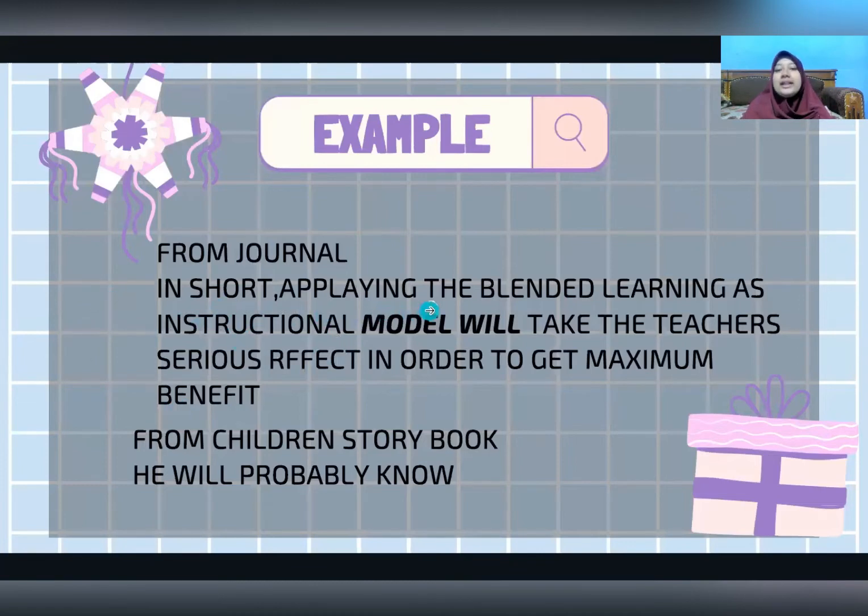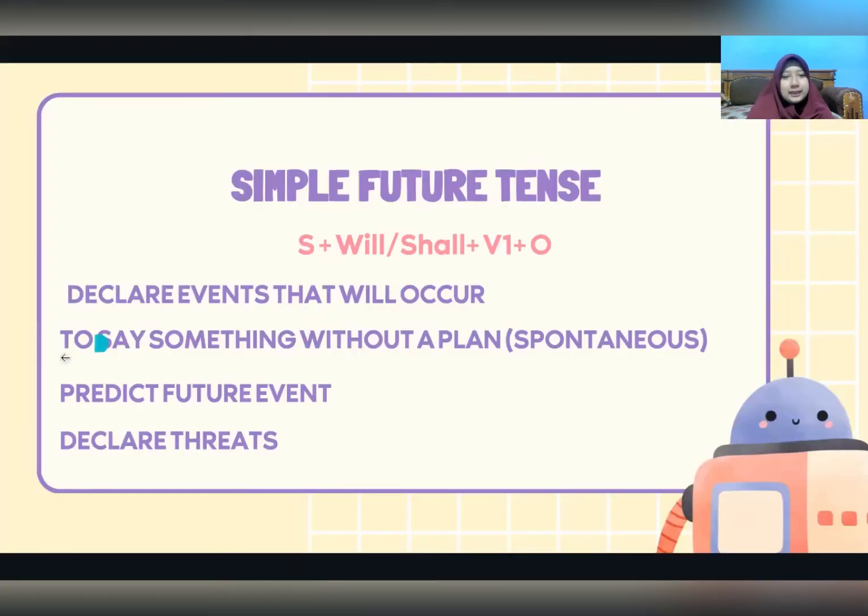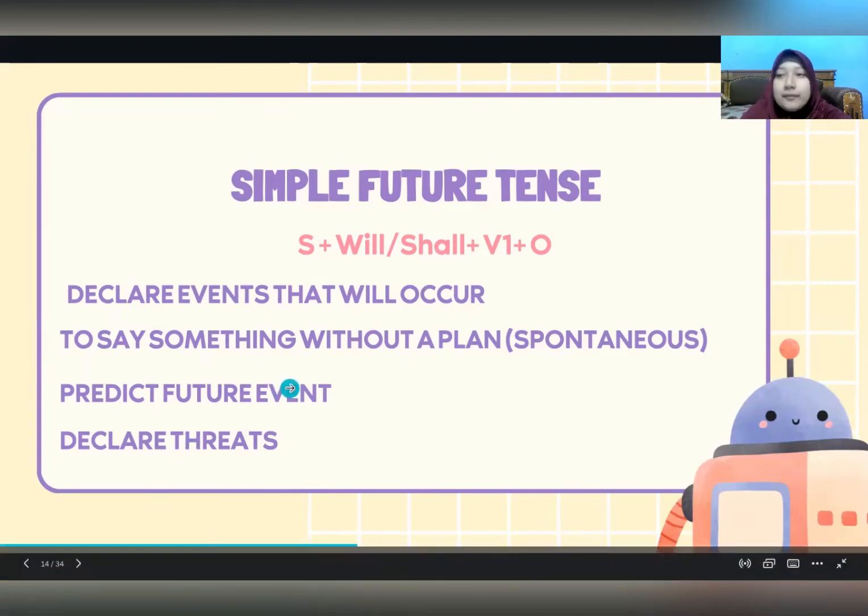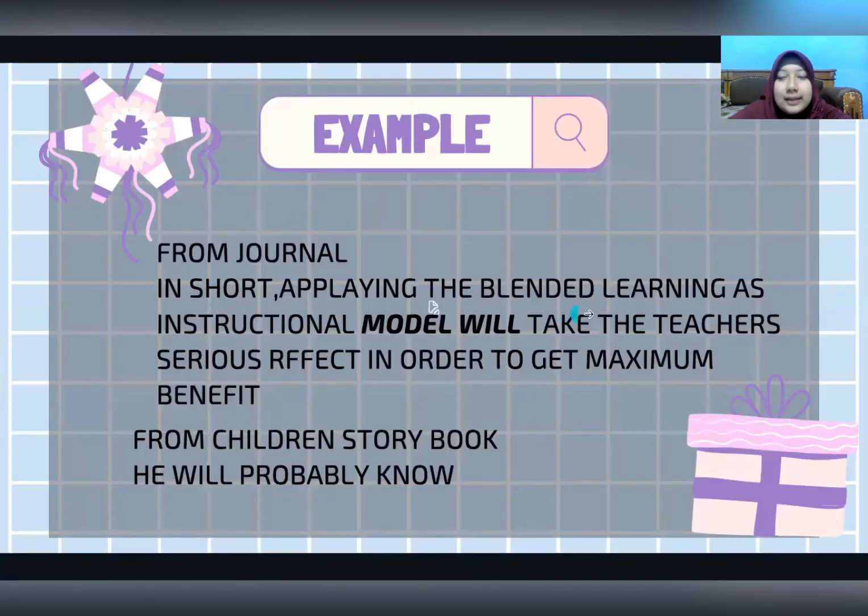In short, applying the blended learning as an instructional model will. Why? This is a use of the simple future tense, because we declare an event that will occur, that will happen in the future. So it predicts a future event. So this sentence uses the simple future tense.